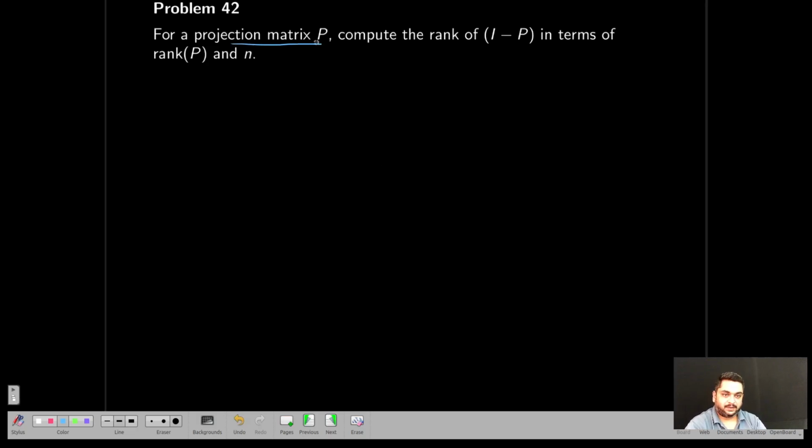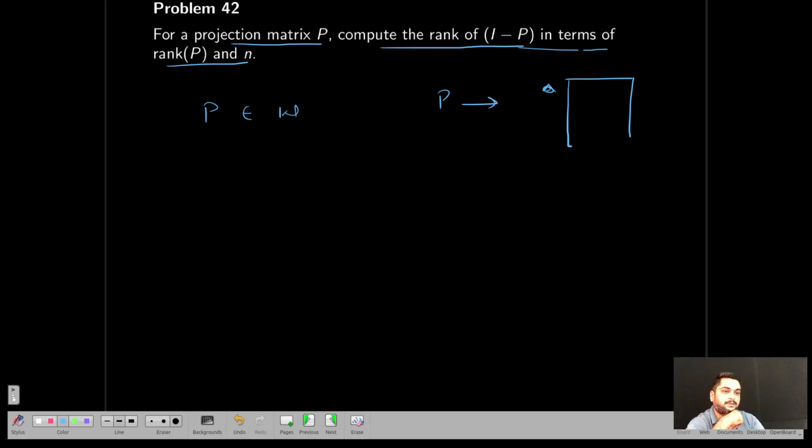For a projection matrix P, compute the rank of I minus P in terms of rank of P and N. What does this mean? I minus P, if P projects onto the subspace W, that means I am projecting onto my plane. The explanation I gave you: this is the plane, let us say this is W. These are the vectors, the column space of W. So P projects your vector, say U, onto this.